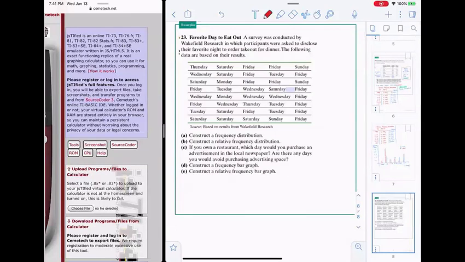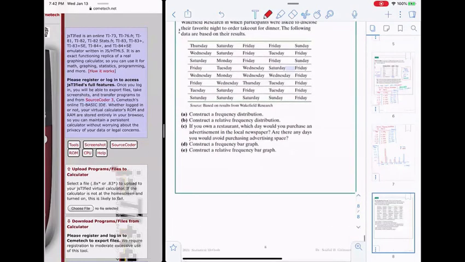This is a problem where a survey was conducted to determine the favorite day to eat out. The survey was conducted by Wakefield Research, and the participants were asked to disclose their favorite night to order takeout for dinner. And the data is below. We have days. There is Monday also. So let's just do all 7 days. So we have a categorical variable. The categorical variable is the day.